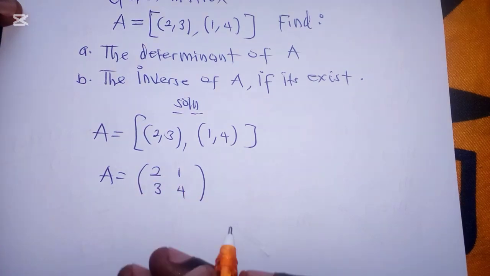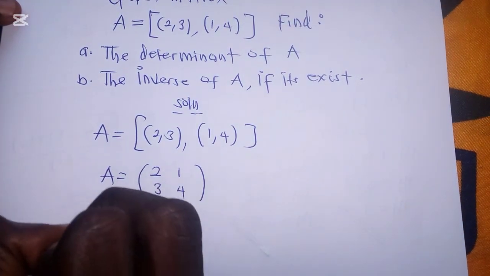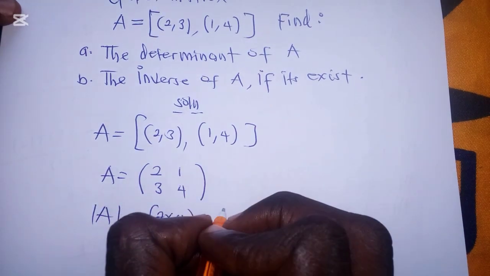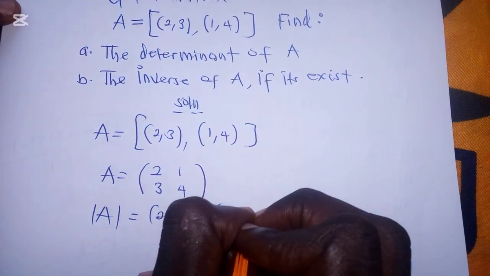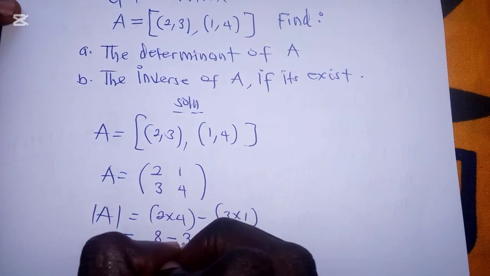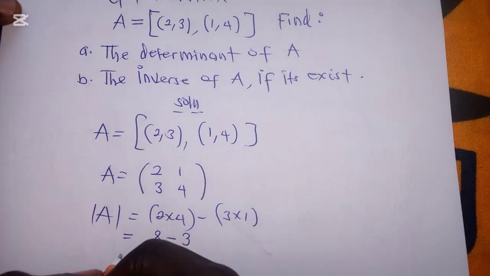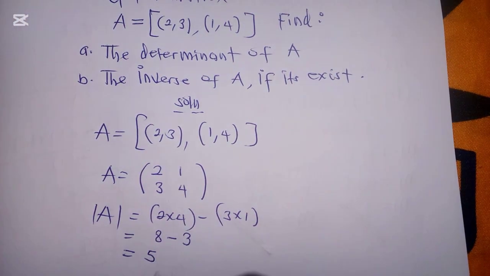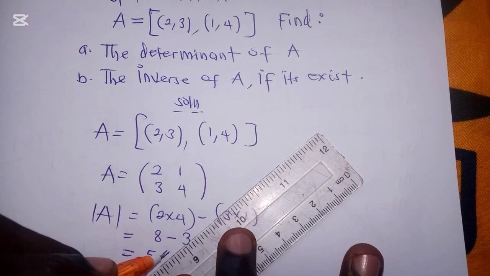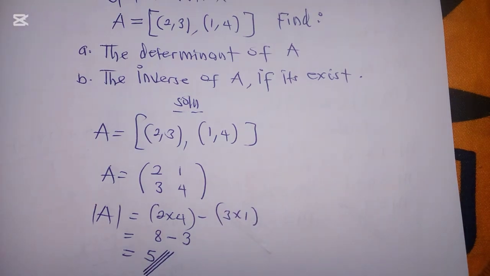The diagonal minus non-diagonal, that is the determinant of A. It becomes 2 times 4, that's the diagonal, minus the non-diagonals, that is 3 times 1. Then 2 times 4 is 8, minus 3, giving you 5. So this is the determinant of A, the first one that we have to find. So our determinant of A becomes 5.